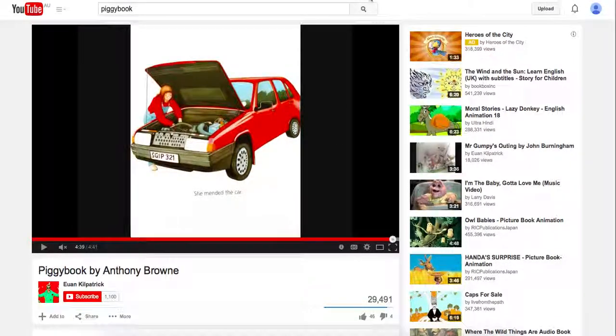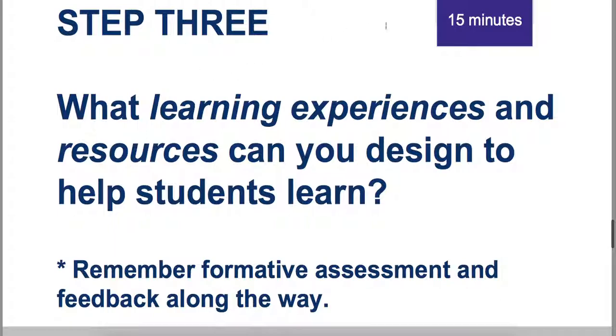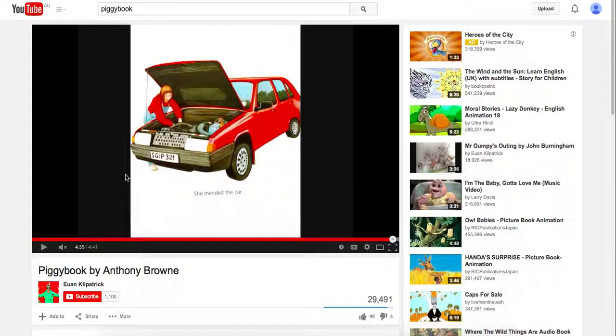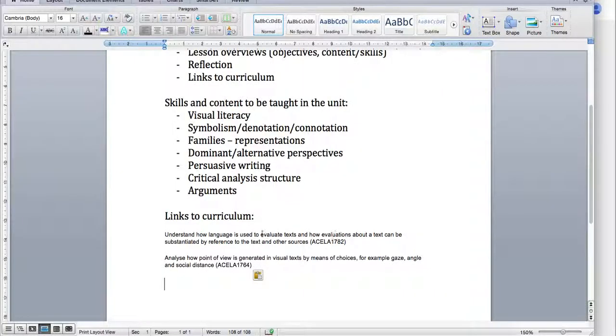So we were looking at the learning experiences. You could do so many activities with one particular picture book. I mean, that's the resource. So what kinds of activities could we do? Learning experiences.